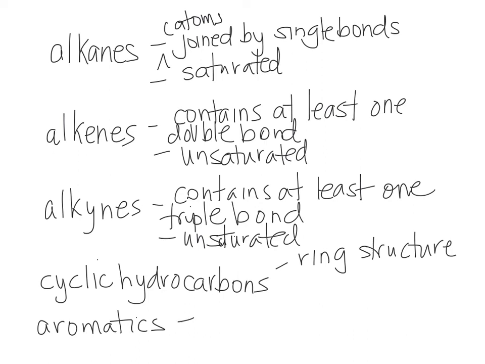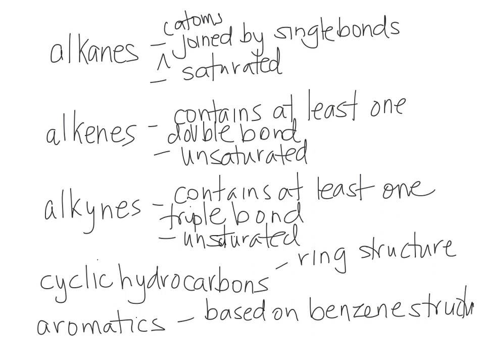An aromatic hydrocarbon is a hydrocarbon that's based on the benzene structure. Which is special. If you don't contain a benzene structure, you're considered to be aliphatic. So these are aliphatic. And if you contain a benzene ring, you are called an aromatic. And we're going to look at each one of these classifications.